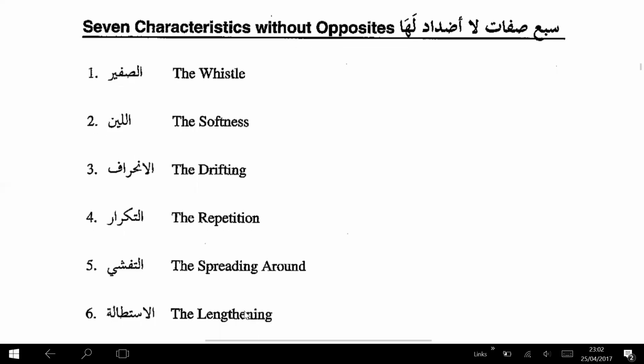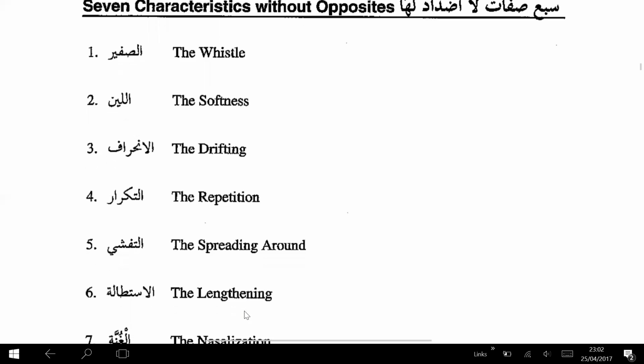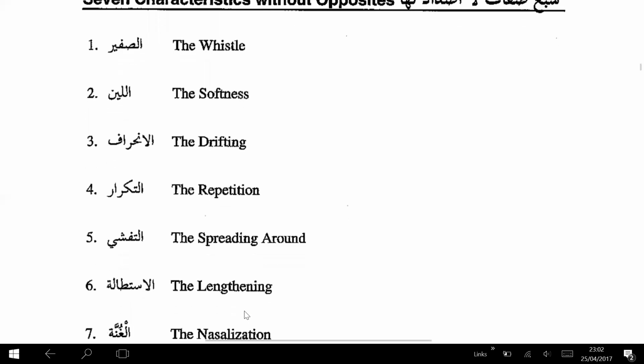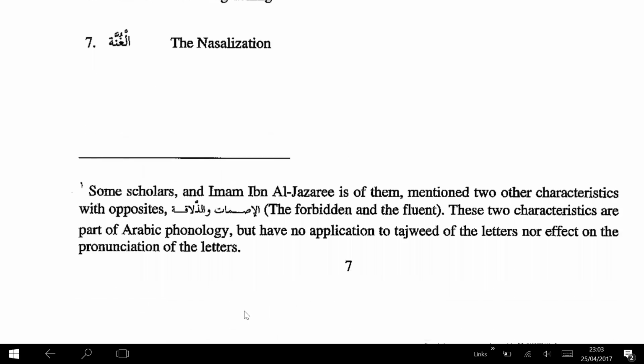One is whistle, as-safir, al-leen, that's softness. Inhiraf is moving towards harf, moving towards something. Harf literally also means the end of something. So it's drifting. Takrar is from takrir, repetition. Tafashi, spreading out. And istitala is lengthening. You can remember again with tall. Tall means something that is tall. It's lengthened. So istitala, lengthening. Al-ghunna, nasalization. So these are 7 which do not have any opposites.